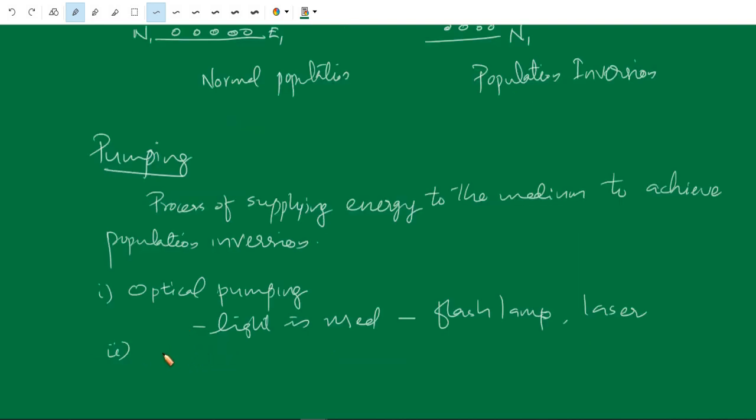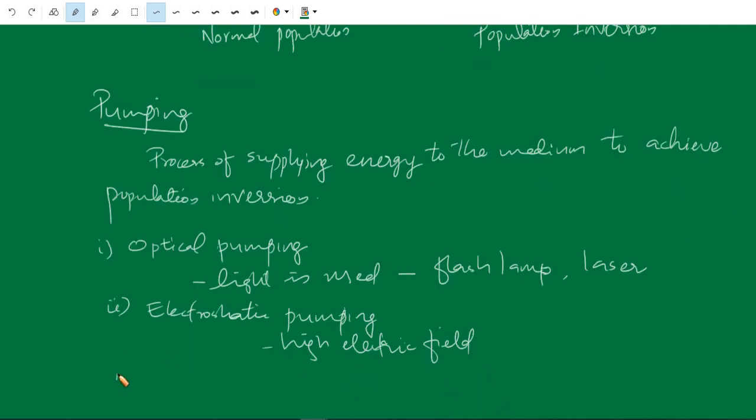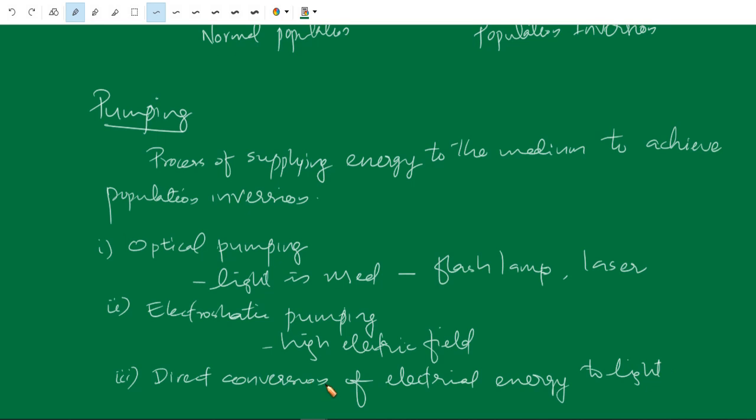Next is electrostatic pumping. Here a strong, high electric field is used for pumping. Then the third method of pumping is direct conversion of electrical energy to light energy. So this is also another method of pumping. Here it is used in semiconductor diodes. So these are the different pumping mechanisms.